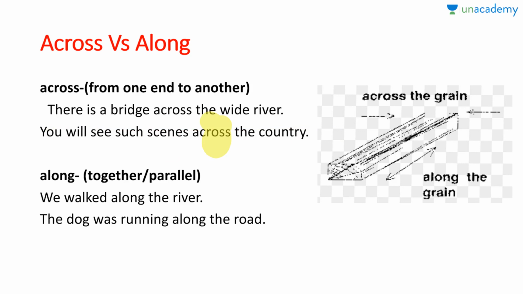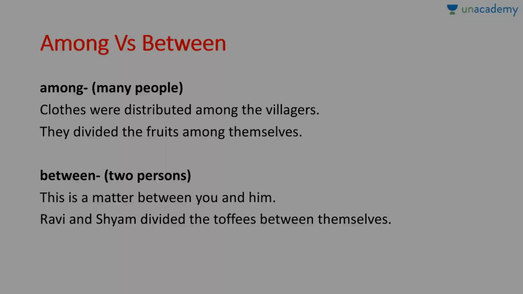Now along. We walked along the river. We cannot walk in a river, right? So if this is a river, we can walk parallel to the river. So we can walk along the river. Then, the dog was running along the road. So there was the road, maybe he was running along the footpath or like that. So we can use it this way.